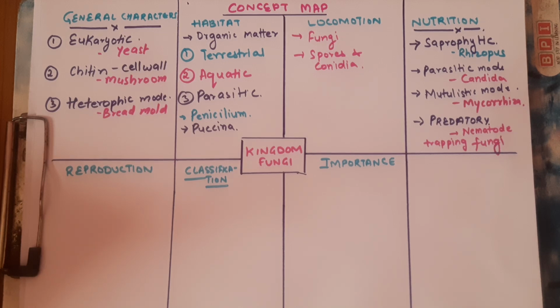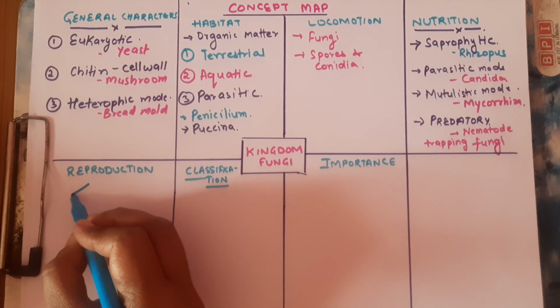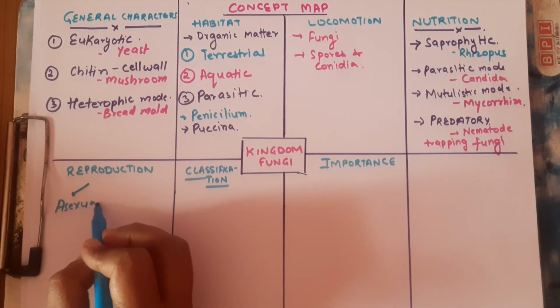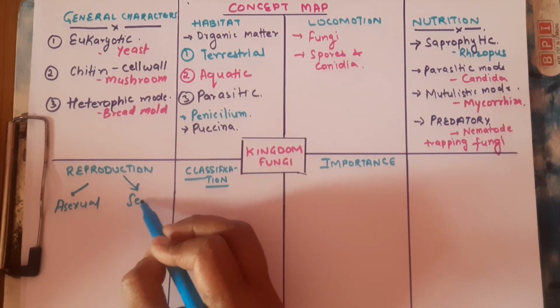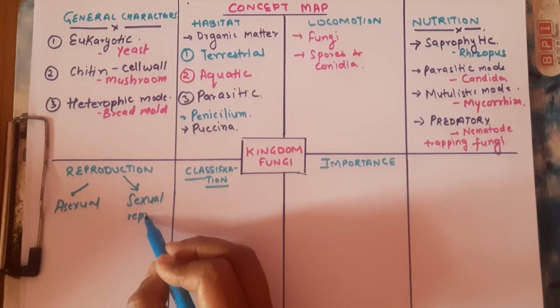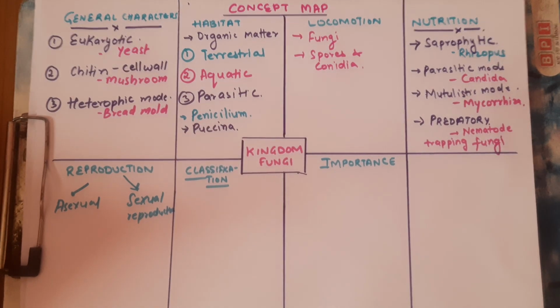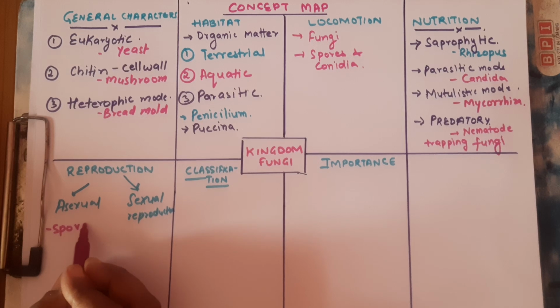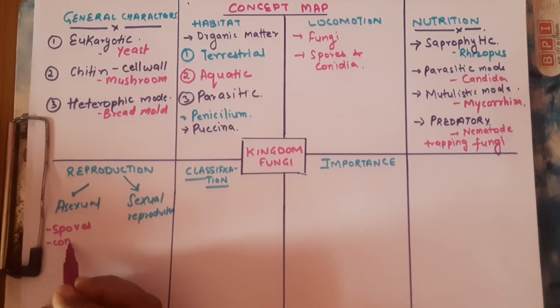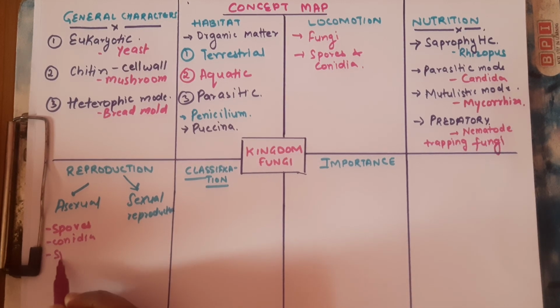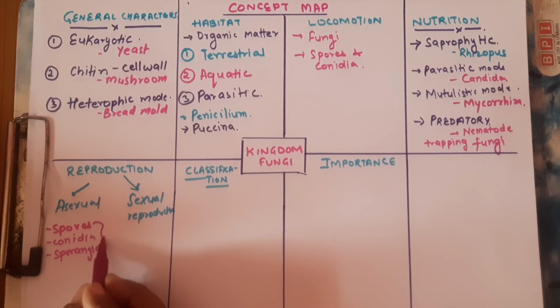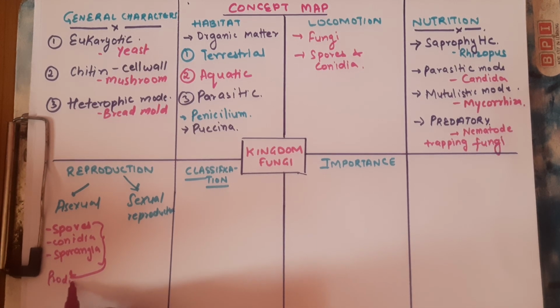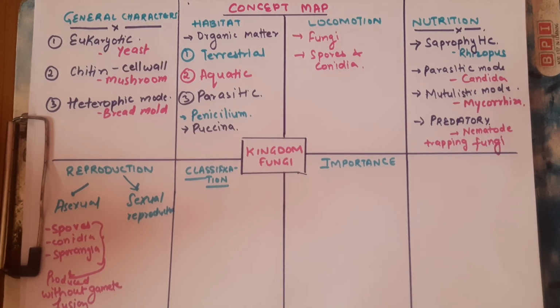Now quickly let's talk about reproduction. Fungi will display both asexual reproduction and sexual reproduction modes. In the asexual mode of reproduction, there are spores, like conidia and sporangia. How are these produced? They are produced without gamete fusion. That is why it is termed the asexual mode of reproduction.